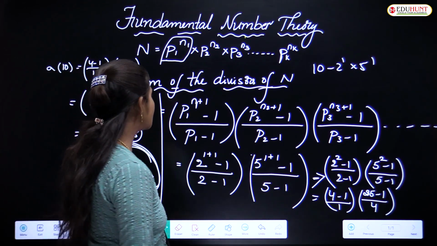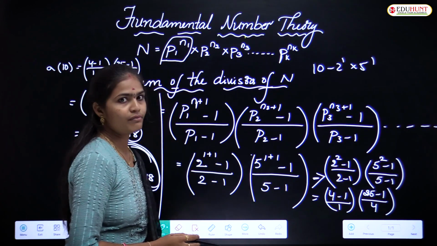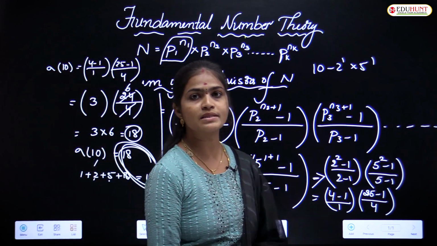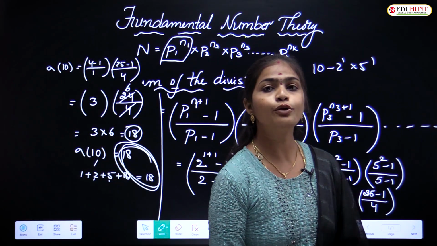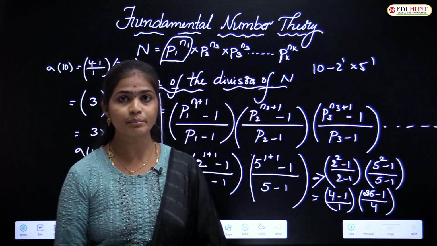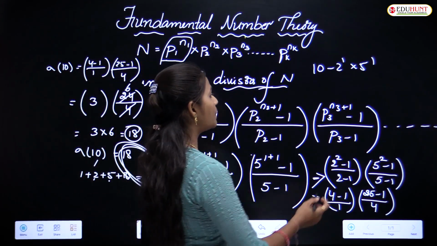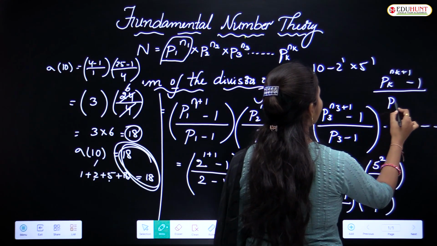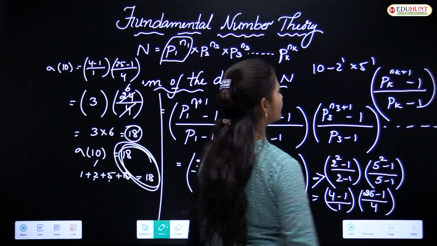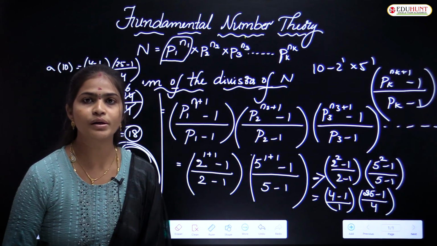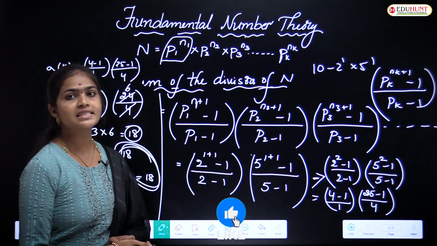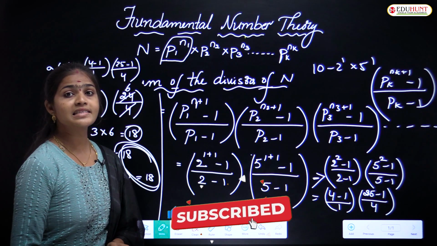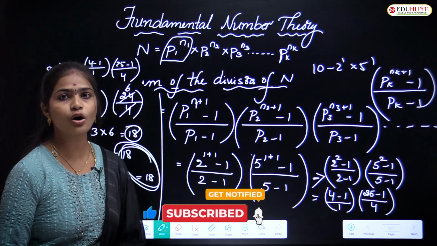So what is that formula? The formula is p1 power n1 plus 1 minus 1 whole by p1 minus 1, into p2 power n2 plus 1 minus 1 by p2 minus 1, into p3 power n3 plus 1 minus 1 by p3 minus 1, and so on up to the last one, pk power nk plus 1 minus 1 by pk minus 1. This is the formula we have to use to find the sum of divisors of n. Number of divisors means d of n, and sum of the divisors is represented by sigma of n.